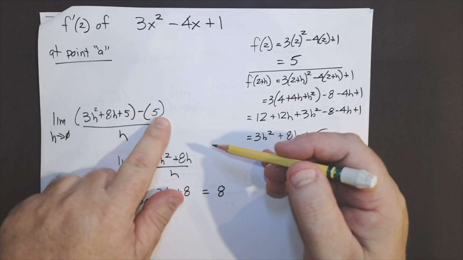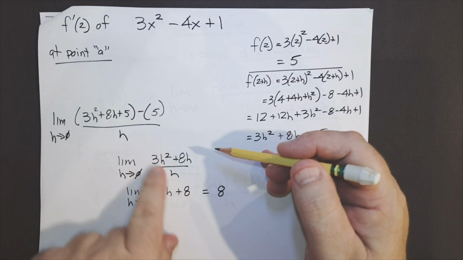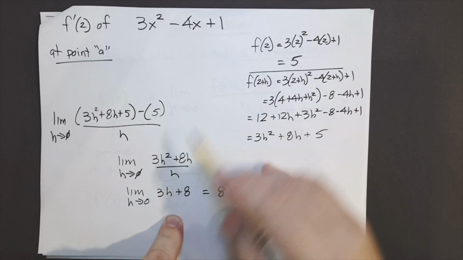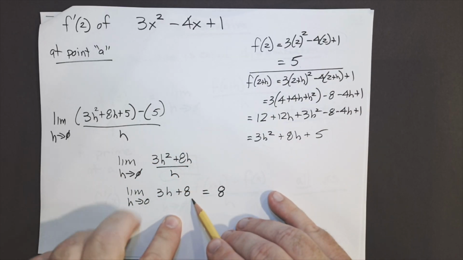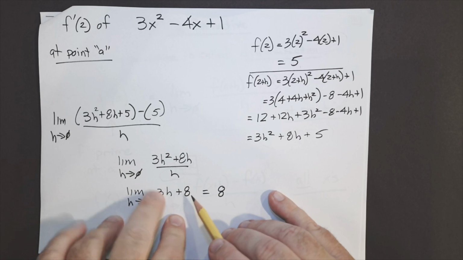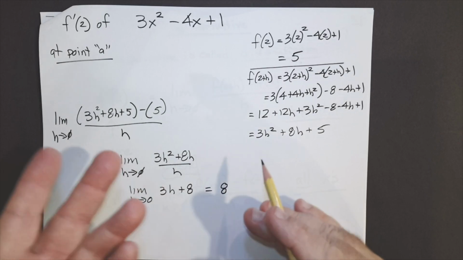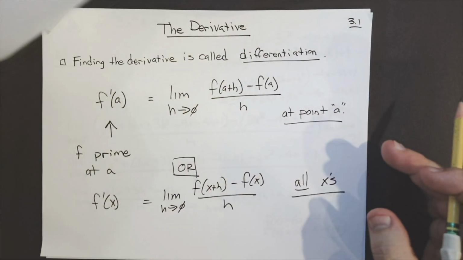I can cancel the 5s. I can cancel my h's, and I'm left with this, 3h plus 8. What's the limit as h goes to 0? Well, this part goes to 0, and I'm left with 8. Notice the answers are exactly the same, my friends.